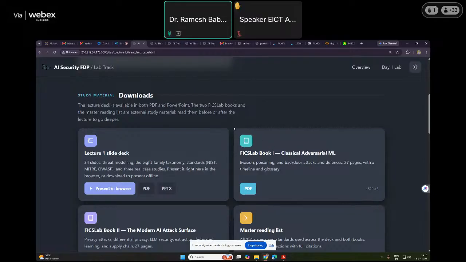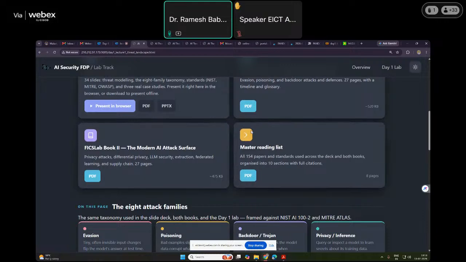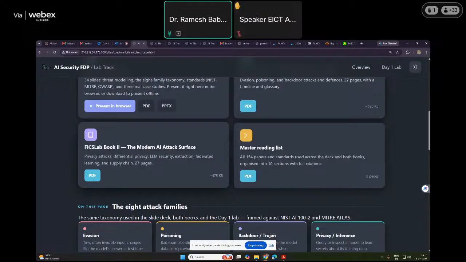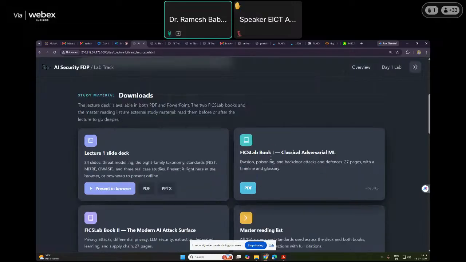I want to brief a bit on exactly what these materials are and how they can help you. These are basically books that we are providing you. They are nothing but compilations of all the research papers that we found helpful. For all the adversarial classical ML examples, we have a 27-page compilation of all the evasion, poisoning, and backdoor attacks.